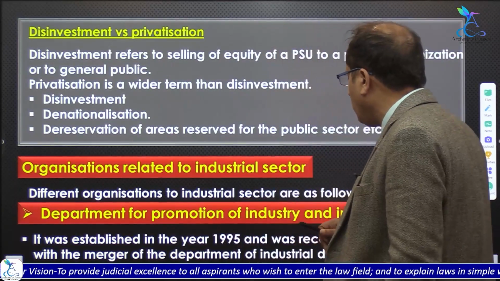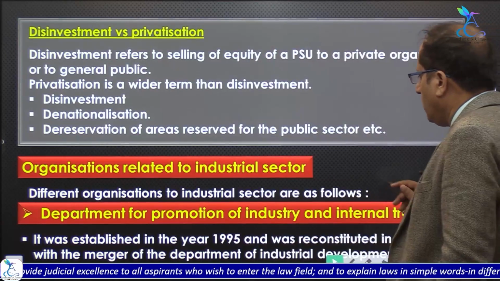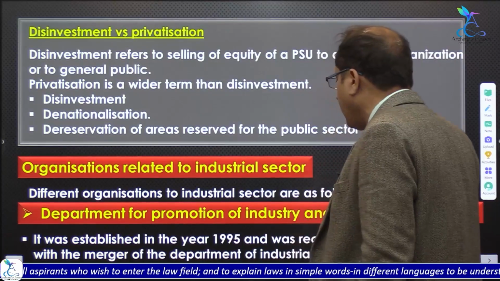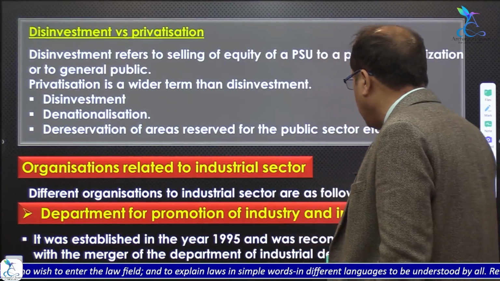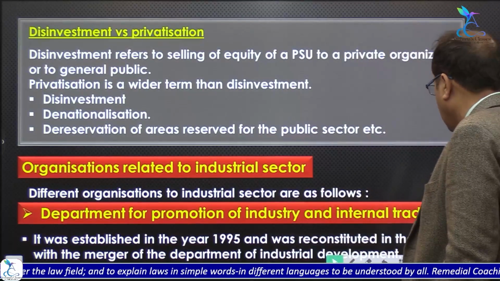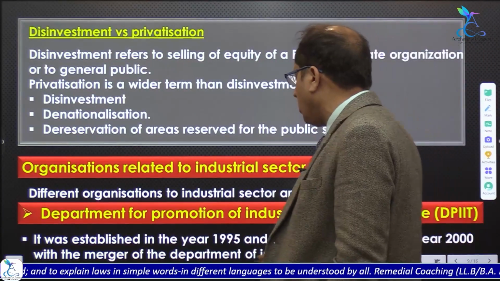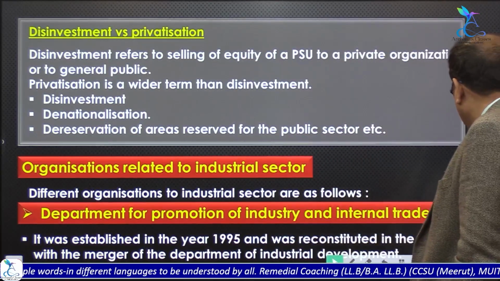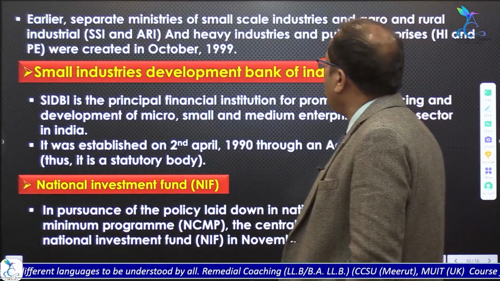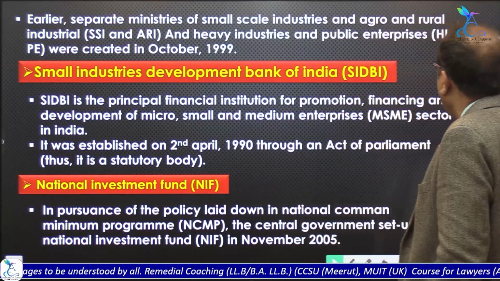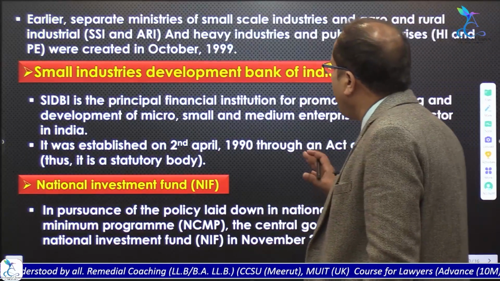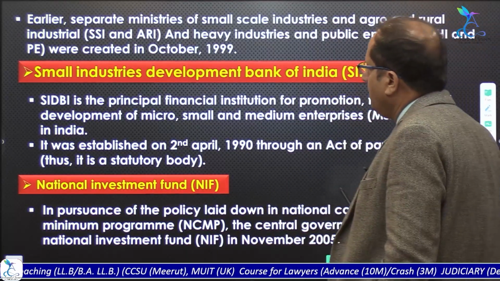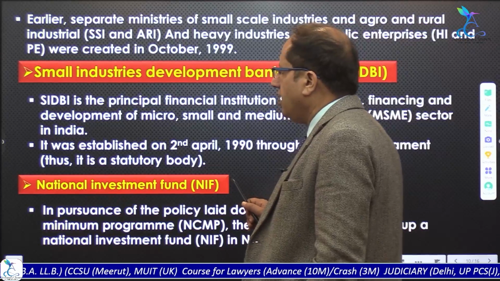Different organizations related to the industrial sector are as follows: Department for Promotion of Industry and Internal Trade, DPIIT. It was established in the year 1995 and reconstituted in the year 2000 with the merger of the Department of Industrial Development. Earlier, separate ministries, the Ministry of Small Scale Industries and Agro and Rural Industry (SSI and ARI), and Heavy Industries and Public Enterprises (HI and PE), were created in October 1999.